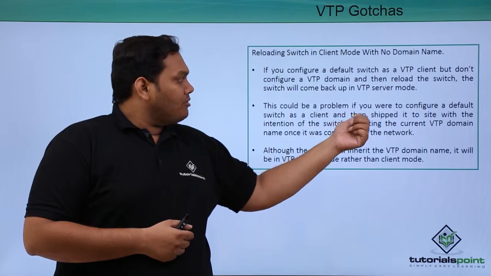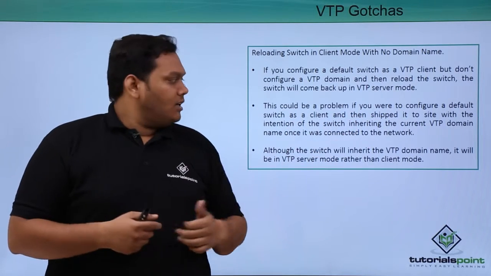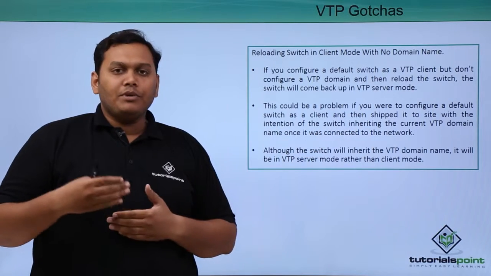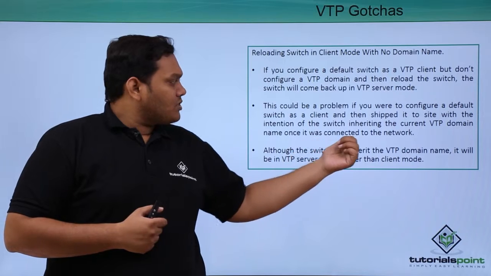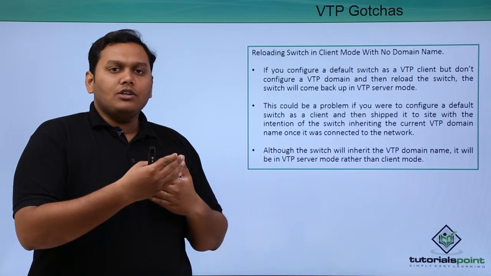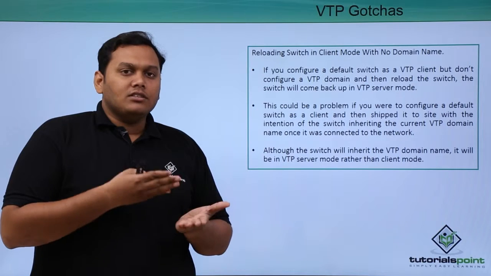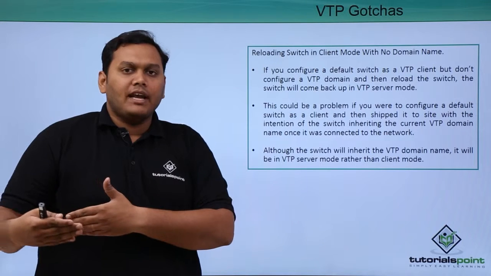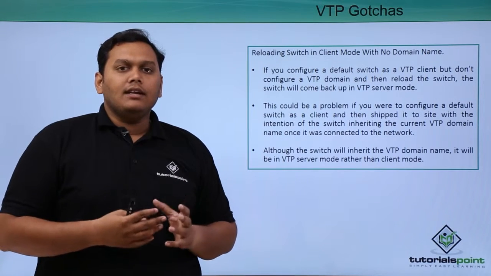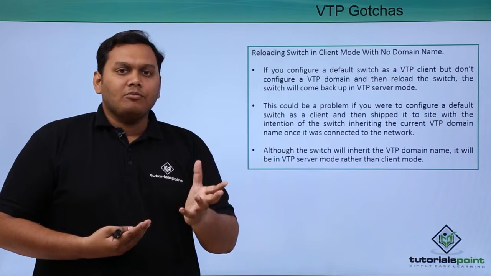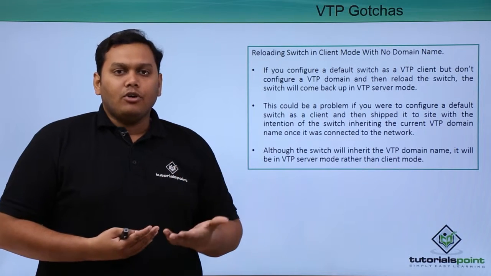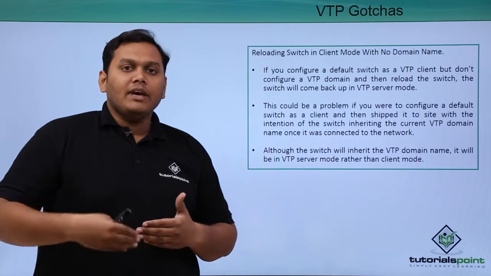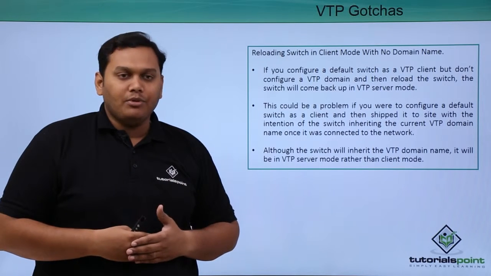So it could be a problem if we configure a default switch as a client and then ship it to a site with the intention of the switch inheriting the current VTP domain name once it is connected to the network. We normally configure the switch in VTP client mode and ship it to the location where it has to be connected. Then we think it will take the domain name from the network and update its VTP configuration. But the problem is, when the switch is restarted before going there, it will come back in server mode. Then it will be a problem for the VTP configuration.